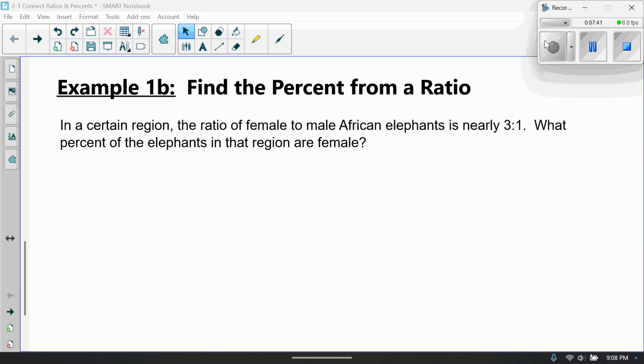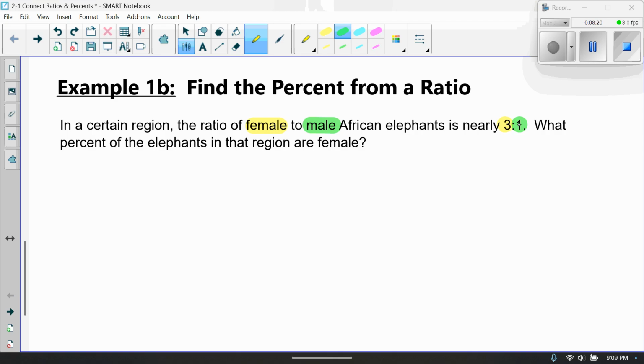All right, so let's look at example 1b. Again, we're trying to find the percent from a ratio. It says, in a certain region, the ratio of female to male African elephants is nearly 3 to 1. What percent of the elephants in that region are female? Okay, so what are we comparing? We are comparing female to male. Okay, this is going to be our ratio. And the ratio, female is 3, and male is 1.